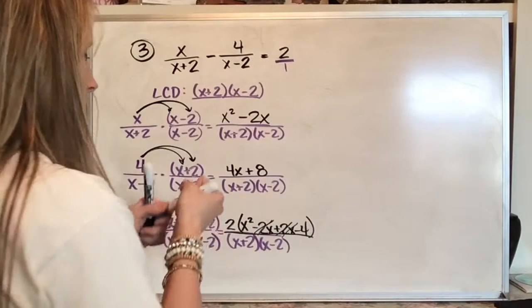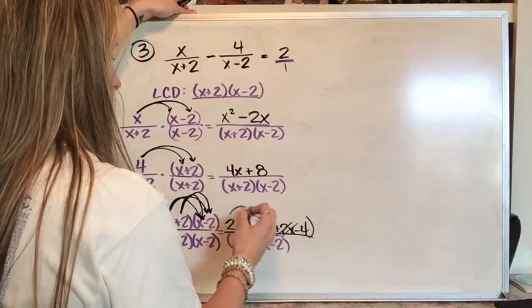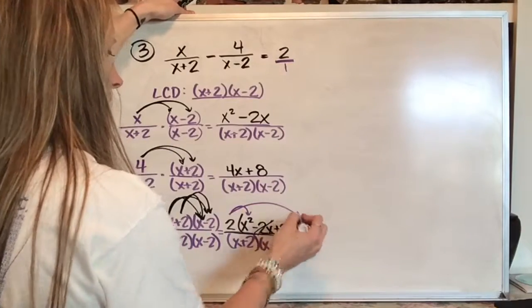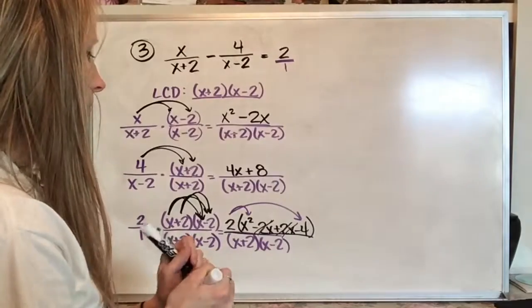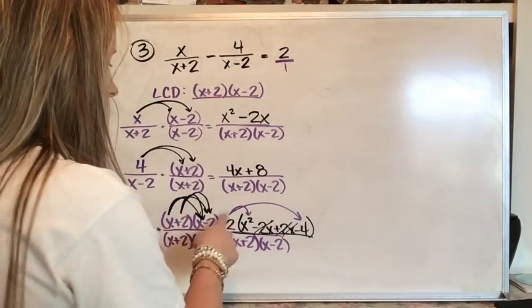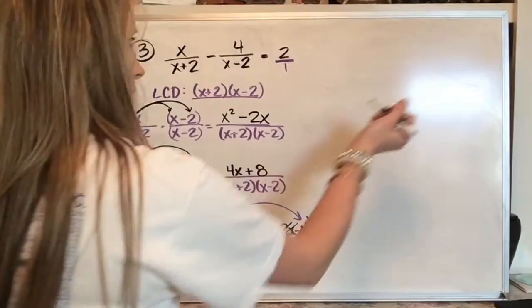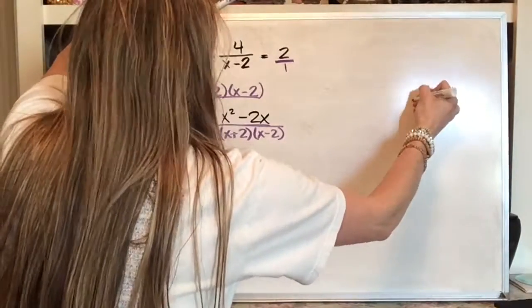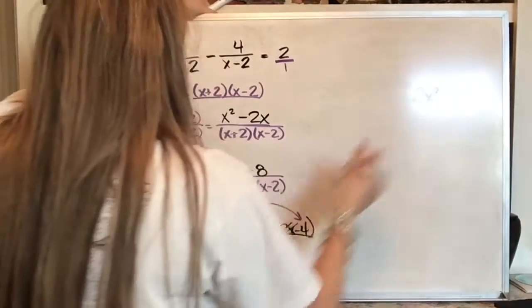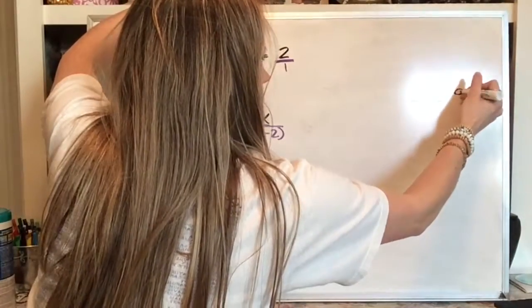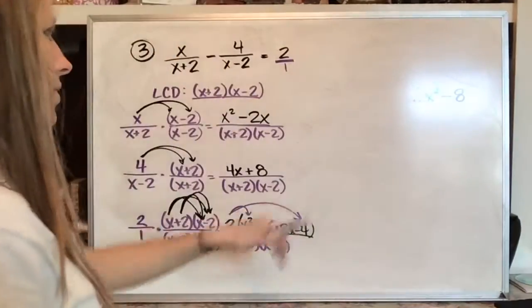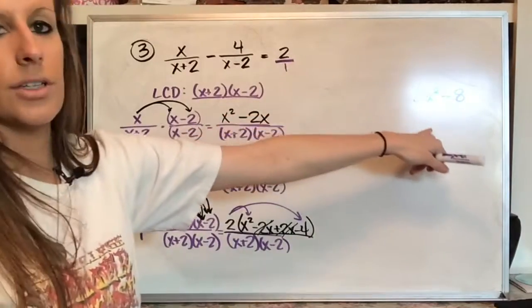All right, so I'm going to distribute that 2 to the x squared and to the negative 4. So let's see, 2 times x squared is 2x squared. I'm going to go ahead and put it over here. 2 times negative 4 gives me negative 8. Okay, and that's my third fraction.